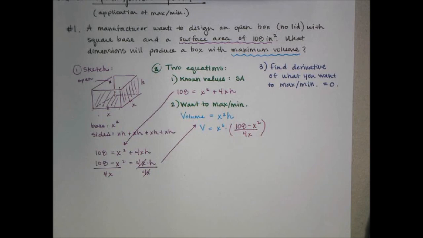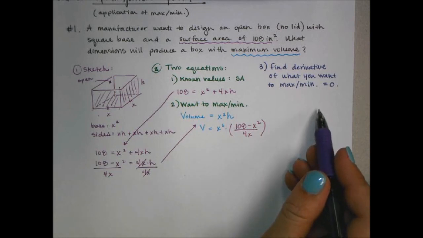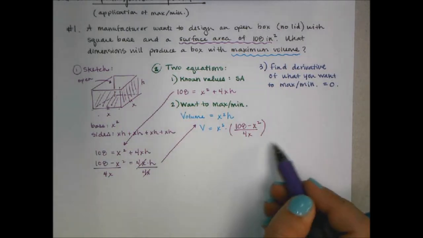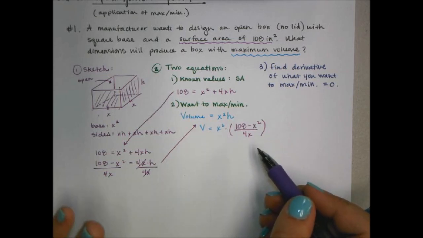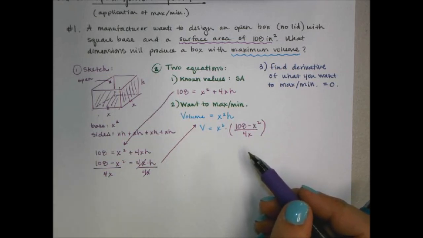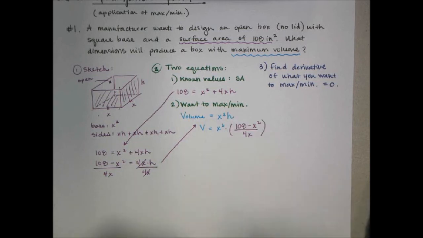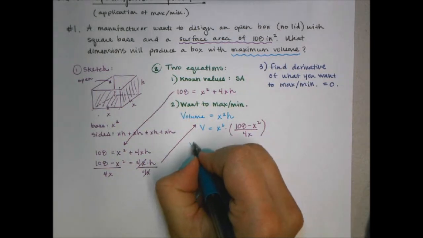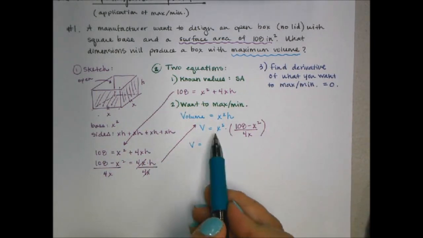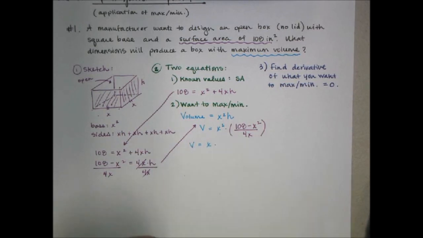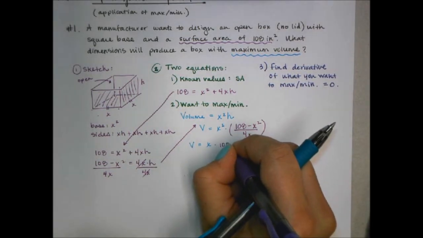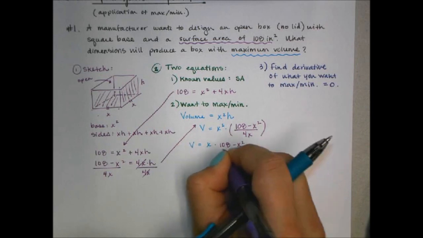We want to take the derivative of this equation, but if I simplify it first, we'll have a nicer function to differentiate or to take the derivative of. So I'm going to simplify this. Let's get our volume into a nice form. First, I can reduce one of the x's. That will leave me with x times (108 minus x squared) over 4.